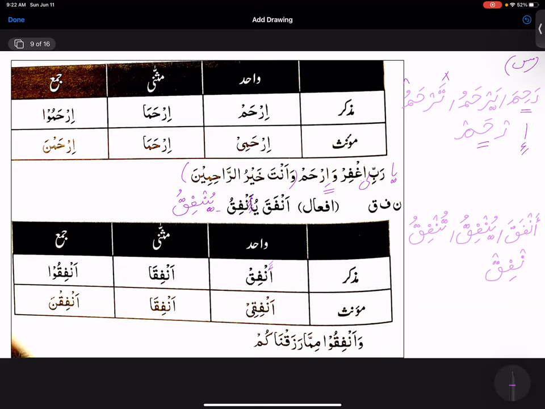And Khairur Rahimin, I said the best. And Khair is Ismu Tafdil, right? It could be better, it could be best. Why am I saying best over here? Because the Mudaf ilayh is proper? No. Because whenever Ismu Tafdil is coming as an Idafa fragment, then we give the meaning translation as best. We take it as superlative degree. So Ismu Tafdil as Idafa fragment, then the meaning would be superlative. Otherwise, comparative.